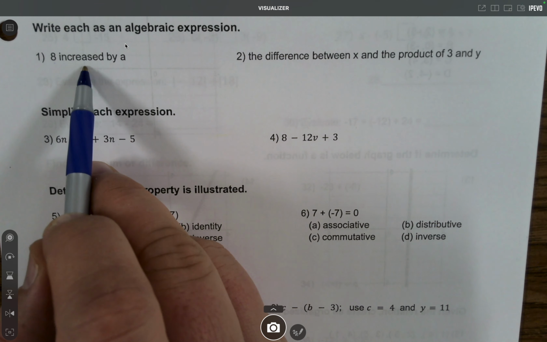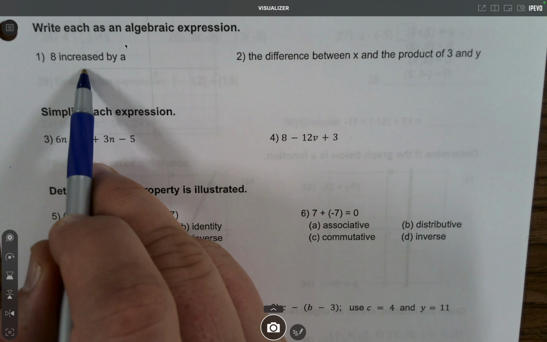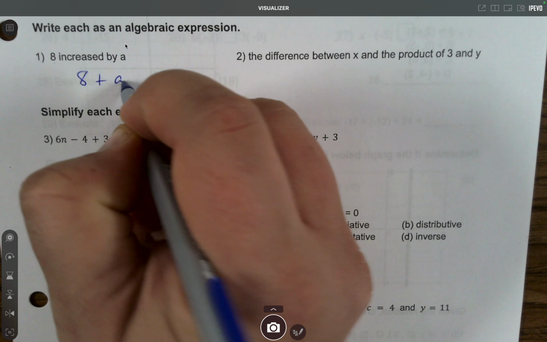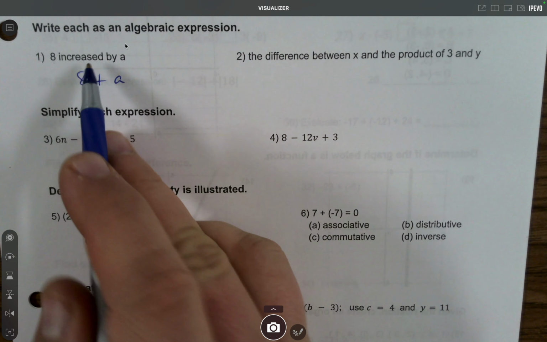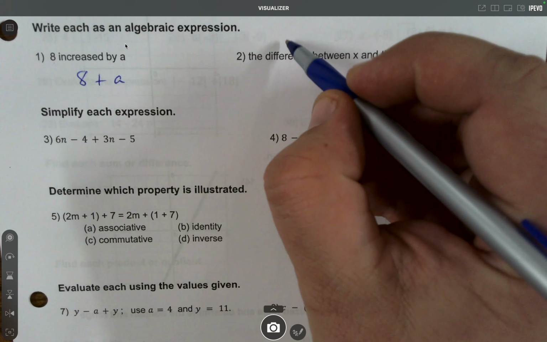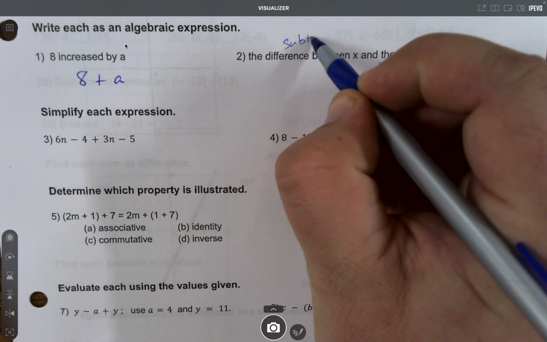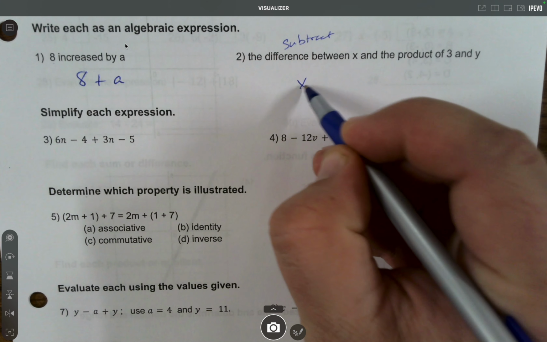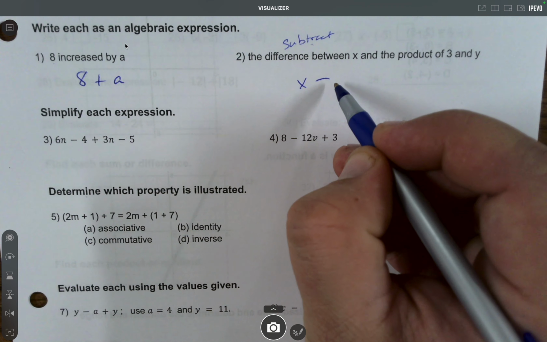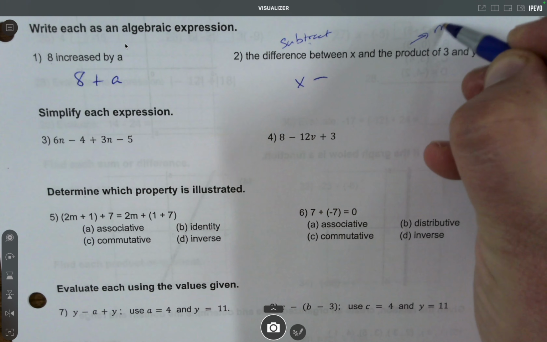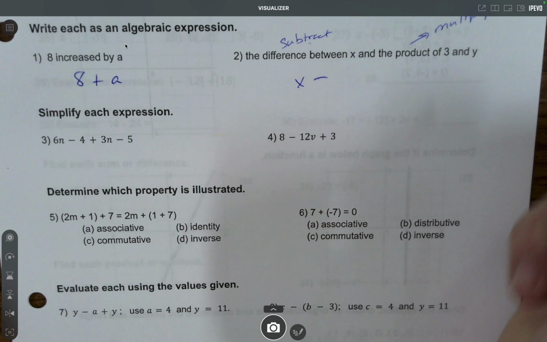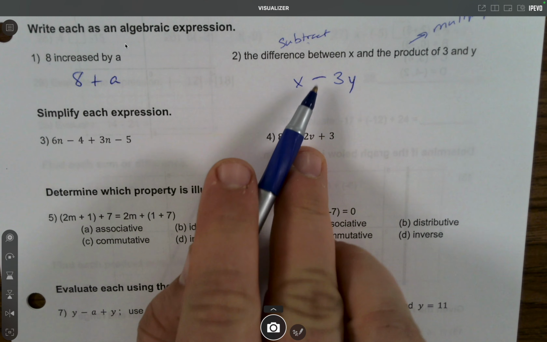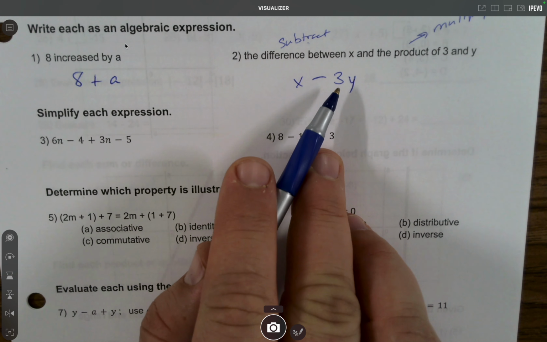So 8 increased by A. Increased tells you need to be adding, so you just write an 8 plus A. So if you see the word increased, that means you are adding. Difference, that means you're subtracting. So the difference between x, so I'll do x minus, there's my subtraction, and the product, when I see product, I know I'm multiplying 3 and y. So multiply 3 times y. So this is the difference between x and the product of 3 and y.